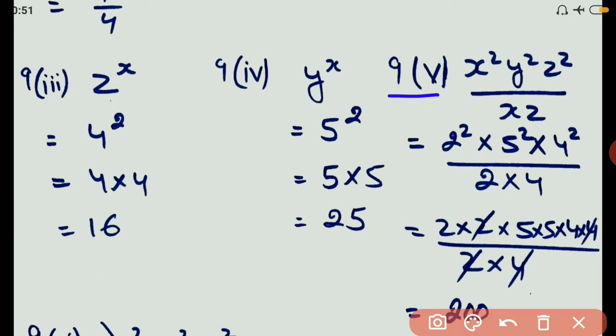In number 5, the question is x square, y square and z square upon xz. So x square is 2 square, y square should be 5 square and z square should be 4 square, because their values are 2, 5 and 4 respectively, upon x and z, that is 2 multiplied by 4. If I expand this, 2 square becomes 2 into 2, this 5 square becomes 5 into 5, multiplied by 4 square becomes 4 into 4. This 4 and this 4 can be cancelled, this 2 and this 2 can be cancelled, hence the remaining number will be 2 into 5 into 5 into 4, which shall give me 200.